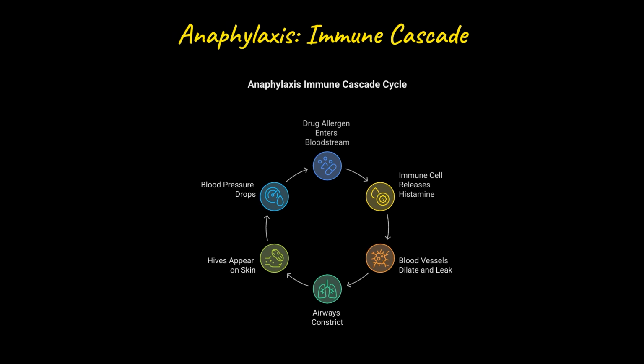Immune cells recognize the drug as a threat and release a surge of histamine. This chemical simultaneously dilates and leaks blood vessels, dropping blood pressure, and clamps the muscles around the airways, restricting breathing. Hives erupt as these chemicals reach the skin.